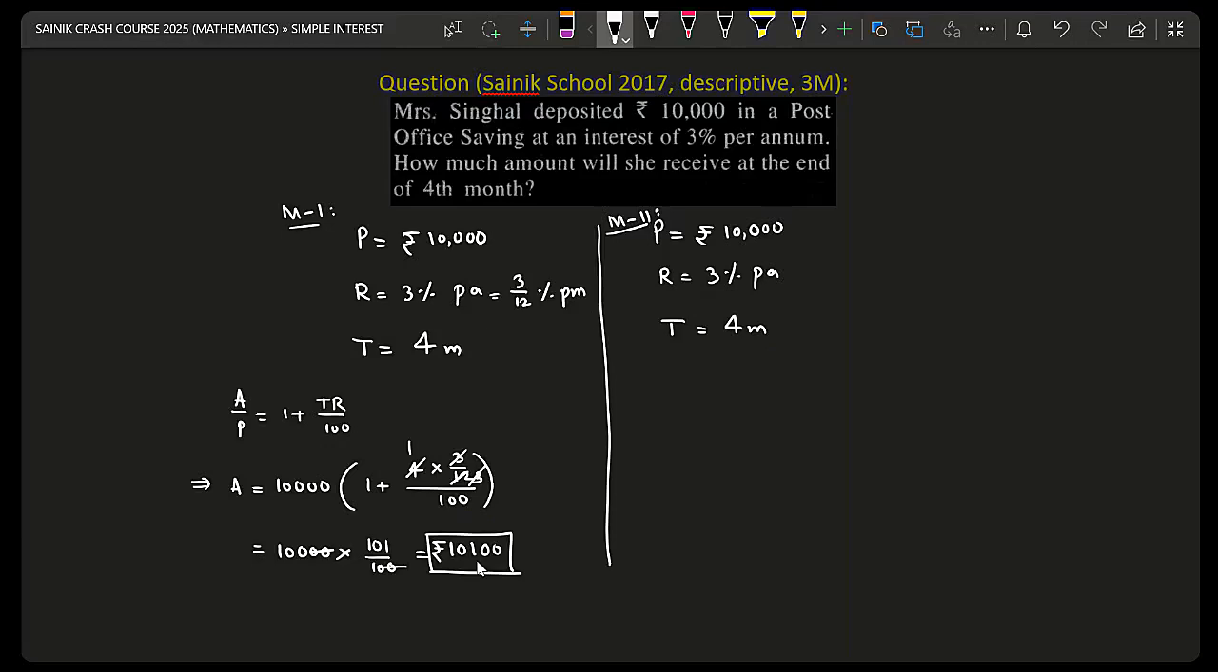Yes, Vishnu? Sir, your voice got a little stuck, so I can't hear you. Yeah, Vishnu, at the end of the fourth month, she's going to receive 10,100 rupees as amount, isn't it?